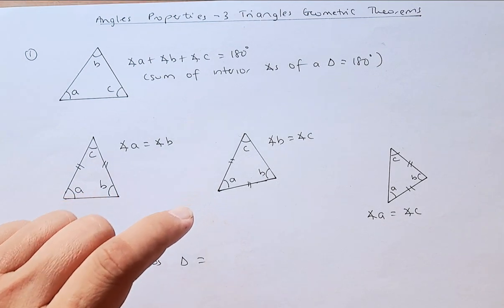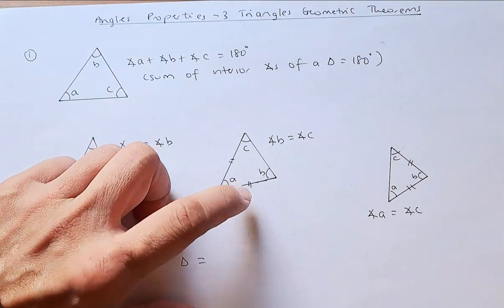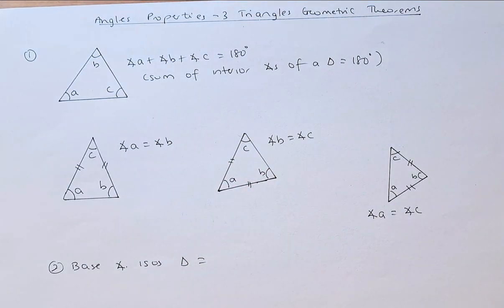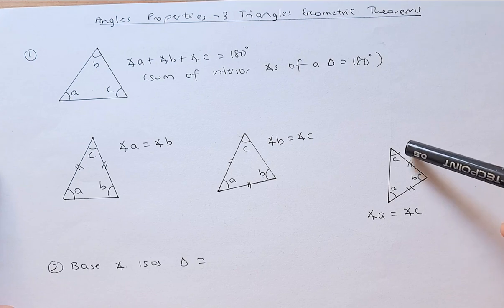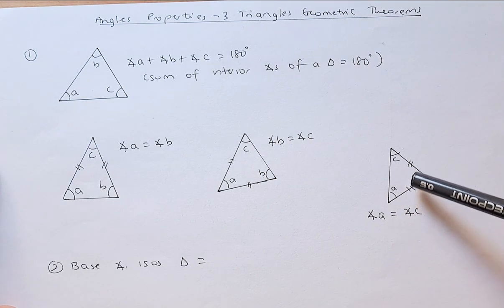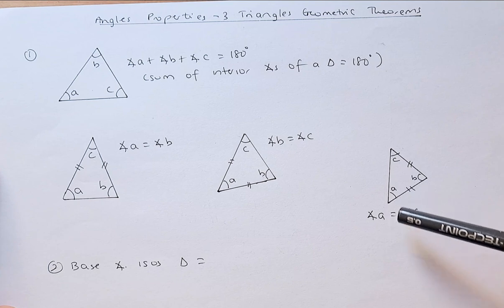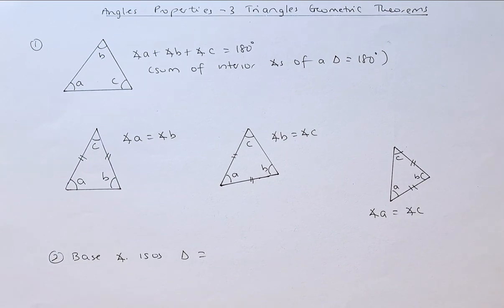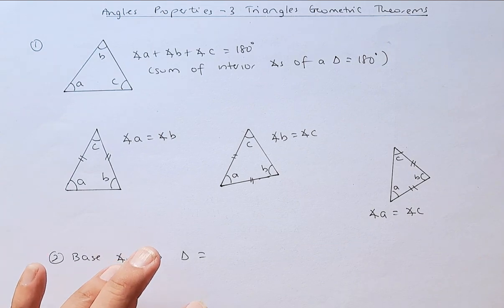In the second triangle, the 2 equal sides are these two, so the one opposite C is equal to B. So angle B is equal to angle C. And in the third triangle, the 2 sides here are equal, so the ones opposite them, C and A, are the same. So the 2 theorems you're going to learn and do some examples on are: the sum of the interior angles of a triangle add up to 180, and the base angles of an isosceles triangle are the same, they are equal. Okay, so let's do some examples now.